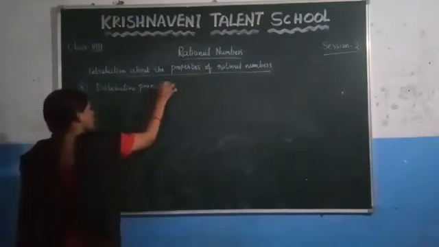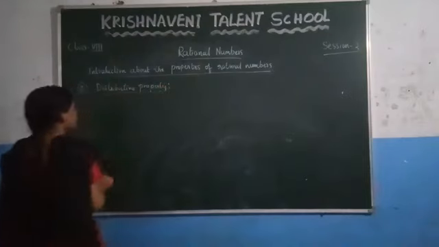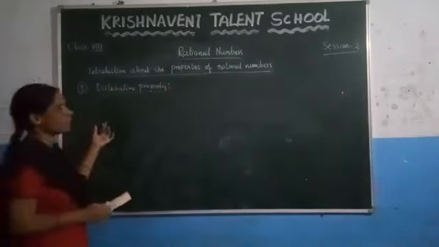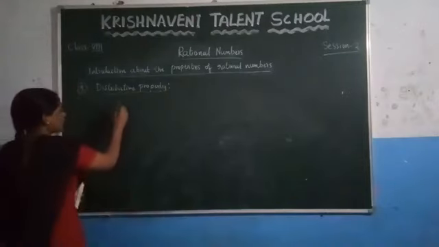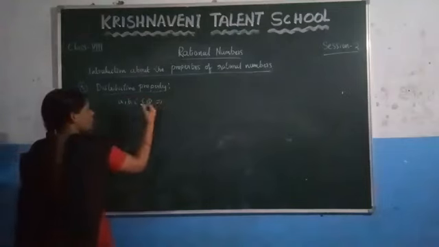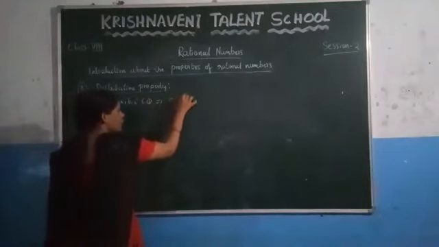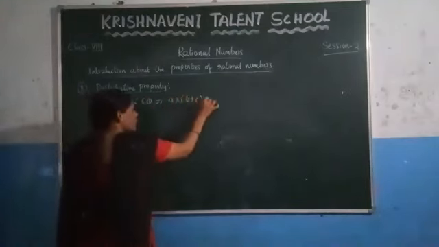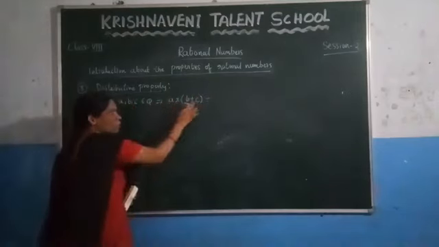What does this distributive property say here? The name itself says we are distributing one number to the given numbers. Here let us consider three rational numbers A, B, C. What does this property say? A into B plus C. Here we are distributing this A to both of these numbers.